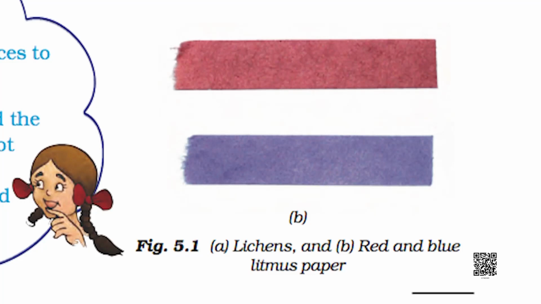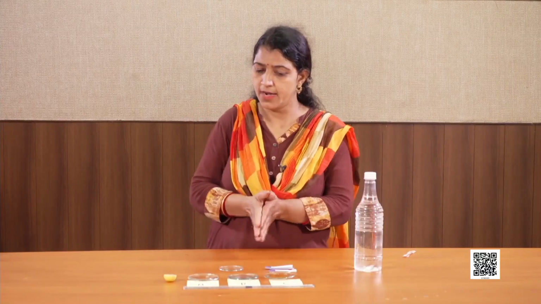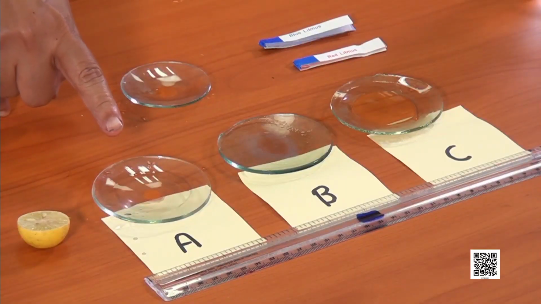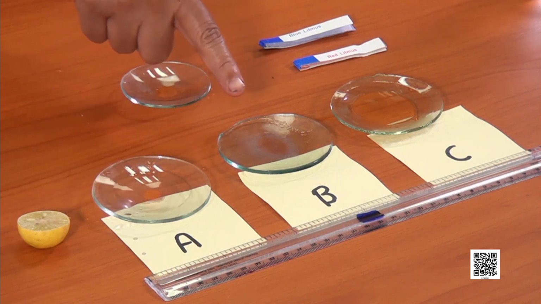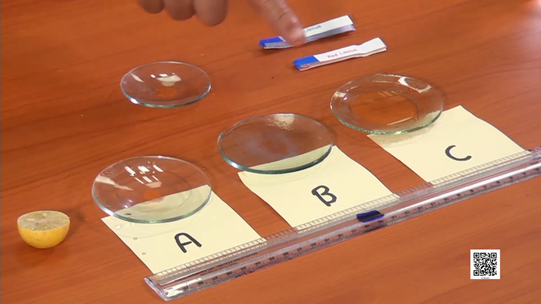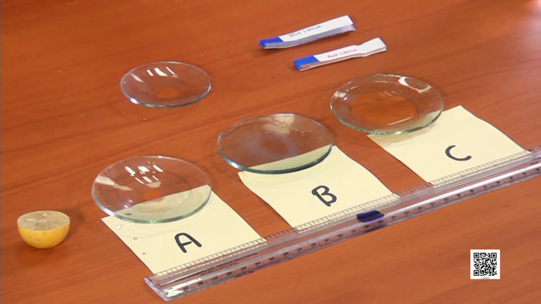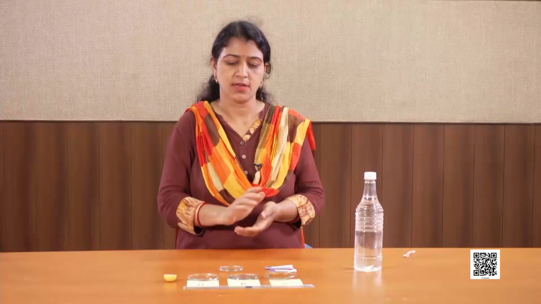We will show you how litmus indicates the acidic and basic character of a particular compound. So, here are 3 samples I will show you. This is compound A. I don't know what is the nature of this compound. This is B. I don't know whether it is acidic or basic, and another one is C. That means 3 samples are unknown to me. My objective is to identify which one is acid, base or a neutral compound.